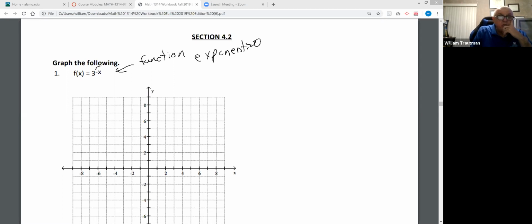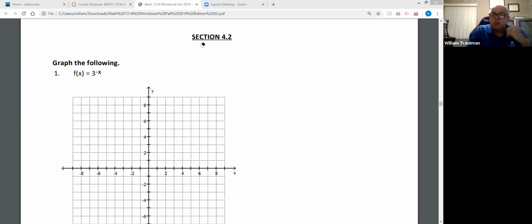It's called that because it has an exponent, a power. If it has a power with the x in the power, it's an exponential function. If we have 3x to the 2, that's not an exponential function. It has to be an x in the power. So we call this an exponential function, and we want to know what this graph looks like.